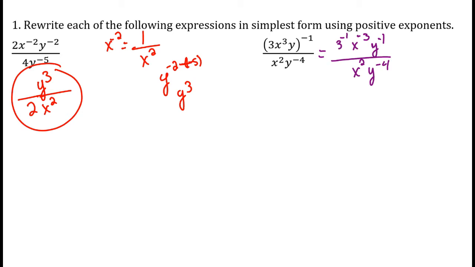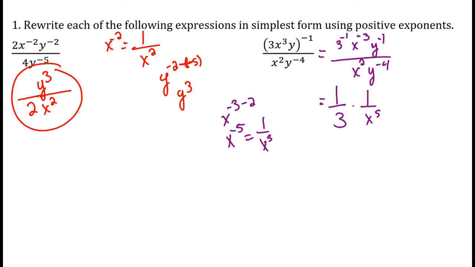Well, 3 to the negative 1, a negative exponent means put it in the denominator, take the reciprocal. X to the negative 3 over x squared. Let's deal with that on the side. X to the negative 3 minus 2, because when I divide, I subtract the exponents. That's x to the negative 5th, but I want positive exponents only. So that's 1 over x to the 5th. Times 1 over x to the 5th, that was my x's.